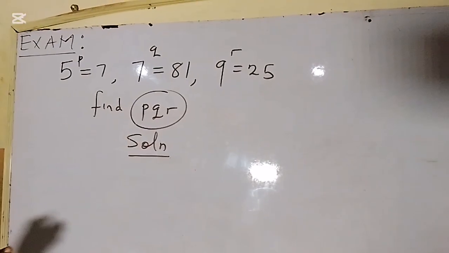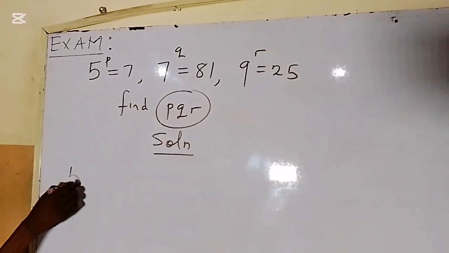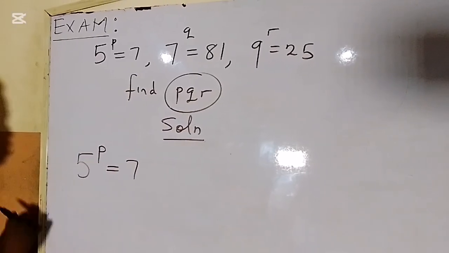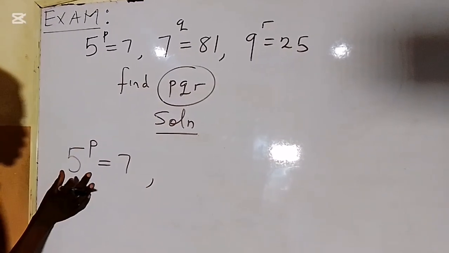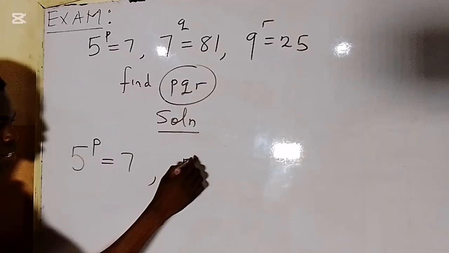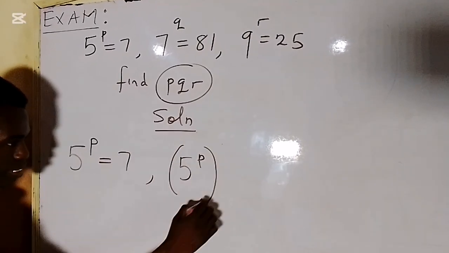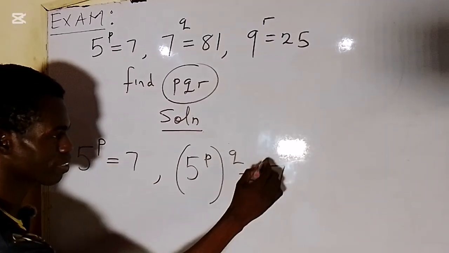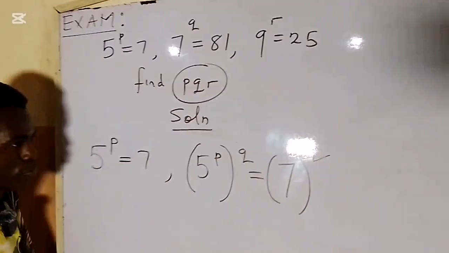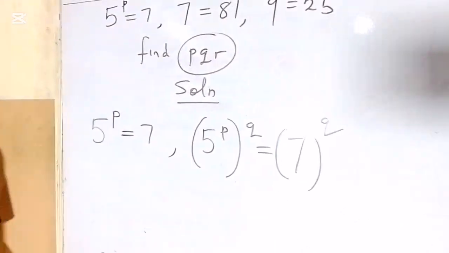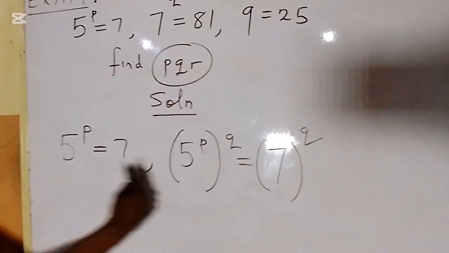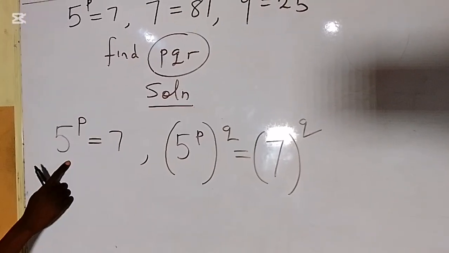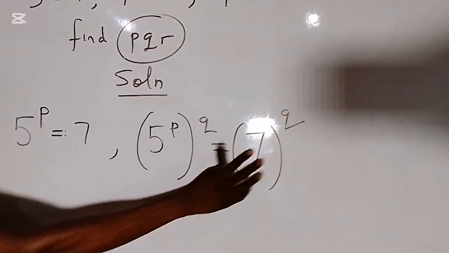The first thing we're going to do is pick this one. That is 5 raised to the power of p is equal to 7. Now, look at this very well. I can write this all in a bracket raised to the power q, and I can do the same thing here: 7 all in the bracket raised to the power of q. This is correct from the law of indices, because what I did on the left, I'm doing on the right. Remember, raise this to power q and raise this to power q, and you have this.